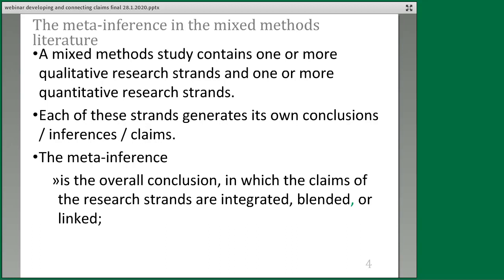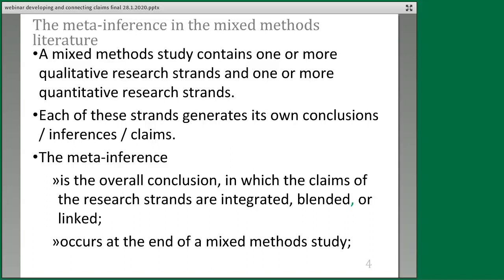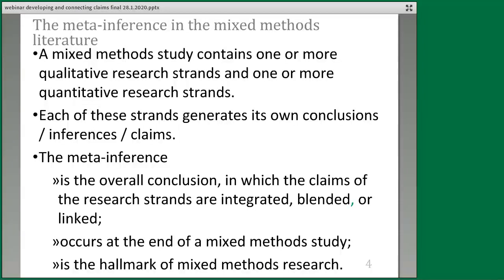So the meta-inference is special because it is the overall conclusion in which claims of the research strands are, so to speak, integrated, blended, or linked. For example, a conclusion might be children use the playhouse often and they value it highly. It occurs, according to the mixed method literature, at the end of a study, and it is the hallmark of mixed methods research.